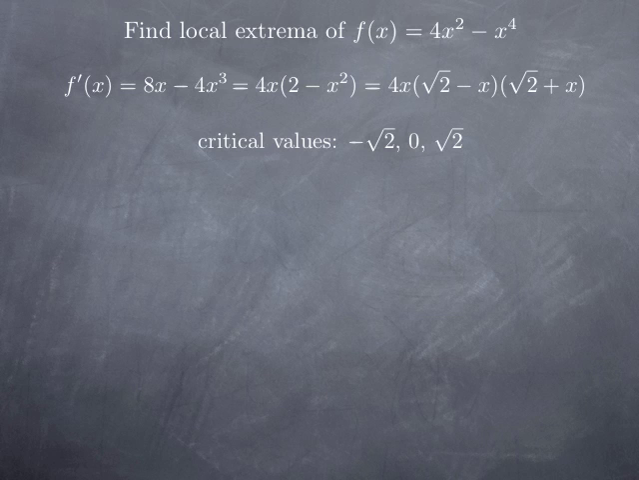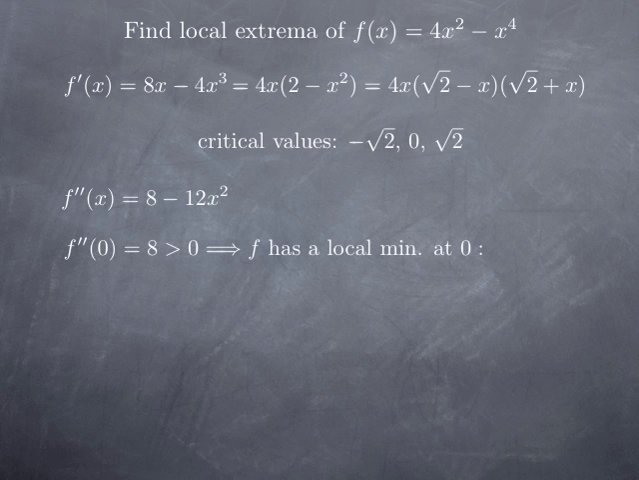Now we're going to use the second derivative test to test each one of these critical values and decide whether at these x values the function has a local maximum or a local minimum. The second derivative is 8 minus 12x squared. The second derivative test allows us to decide if a critical value gives rise to a local maximum or local minimum in terms of the sign of the value of the second derivative at the critical value. So we plug negative root 2, 0, and root 2 into the second derivative. At 0 we obtain 8.